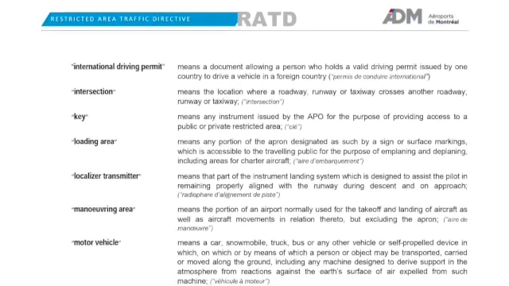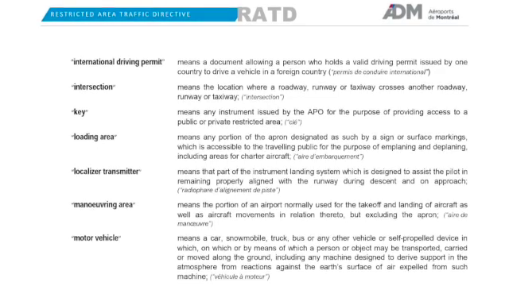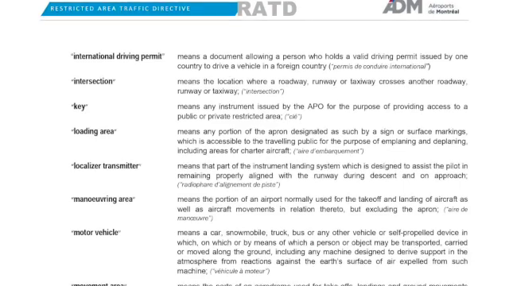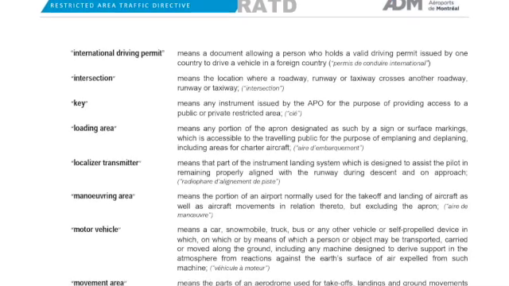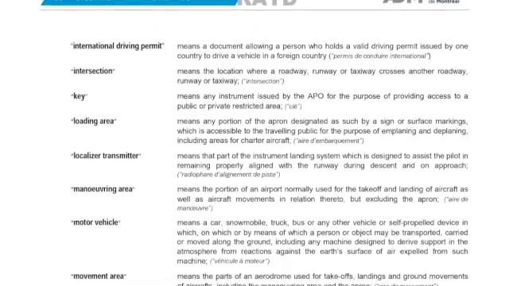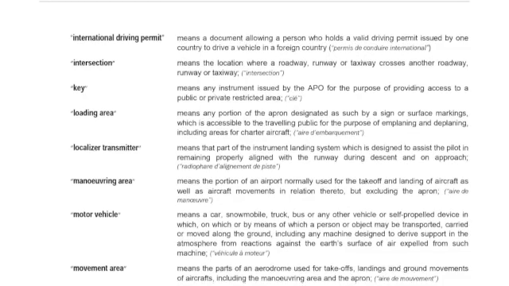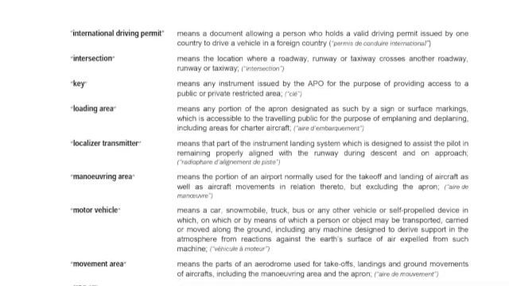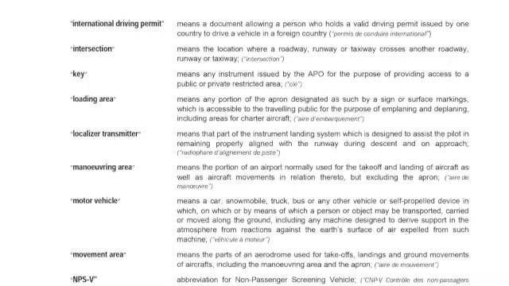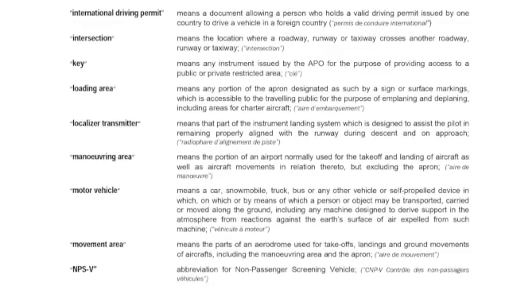Key means any instrument issued by the APO for the purpose of providing access to a public or private restricted area. Loading area means any portion of the apron designated as such by a sign or surface markings, which is accessible to the traveling public for the purpose of emplaning and deplaning, including areas for charter aircraft. Localizer transmitter means that part of the instrument landing system which is designed to assist the pilot in remaining properly aligned with the runway during descent and on approach.